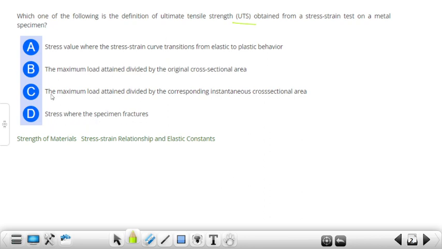So the right answer will be the maximum load attained divided by the corresponding instantaneous cross-sectional area. So option C is the correct answer for ultimate tensile strength definition. Next question.